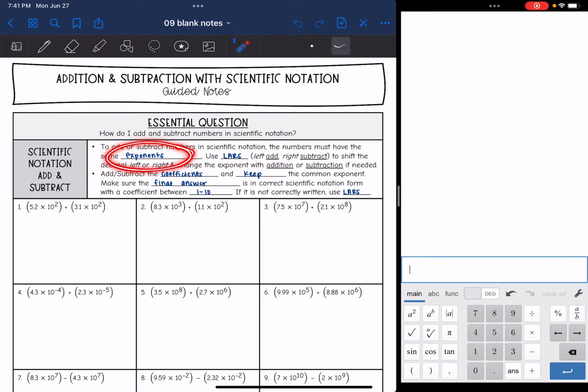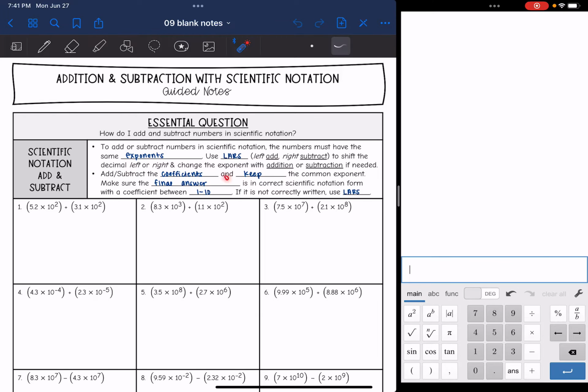So the first thing that you need to do is check to see if they have the same exponents. If they do not have the same exponents, then you will use LARS, which is left add, right subtract, to shift the decimal left or right and change the exponent with addition or subtraction. Then once we have the same exponents, you will add or subtract the coefficients and then keep the common exponent.